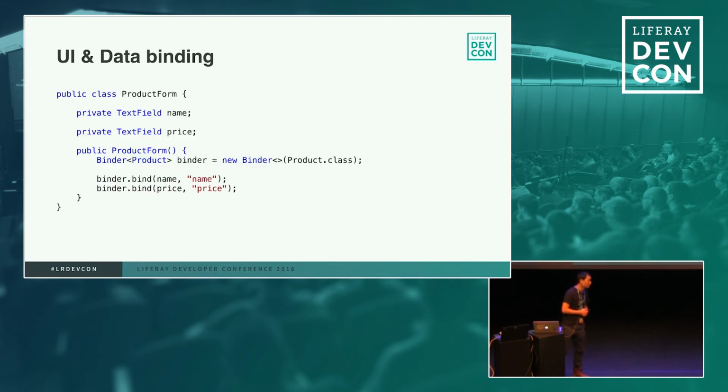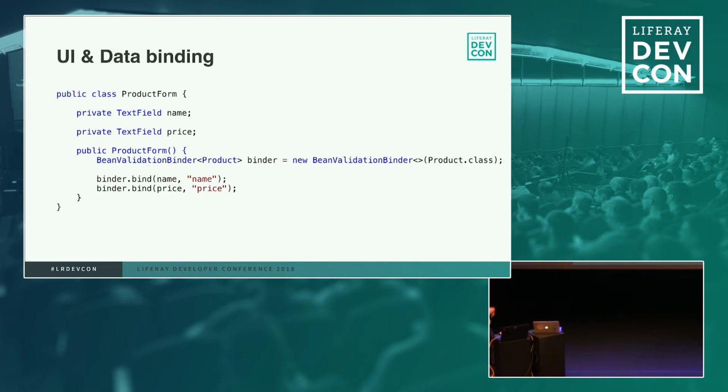With Vaadin, you can create your UI with Java. First of all, you create a product form and put two text fields there, name and price. Then you can do the data binding with the Binder class, very simple. You just say binder.bind. The first parameter is the field, and the second parameter is the property of your model. By that, Vaadin will take care of sending the data from the backend to the UI and from the UI to the backend.